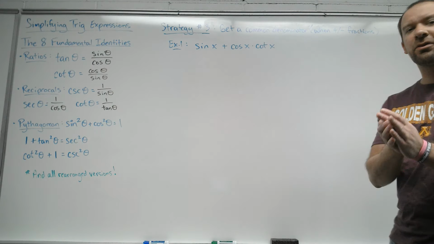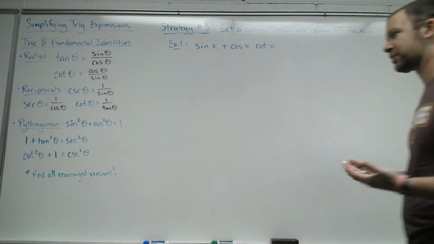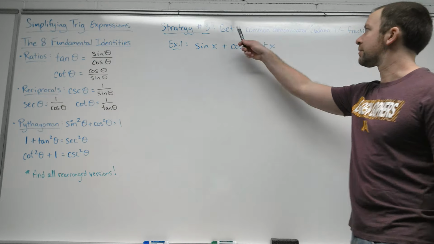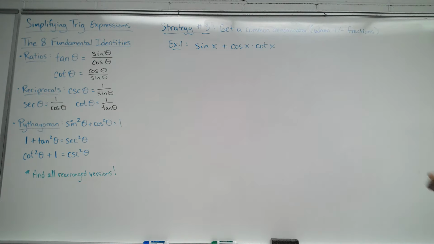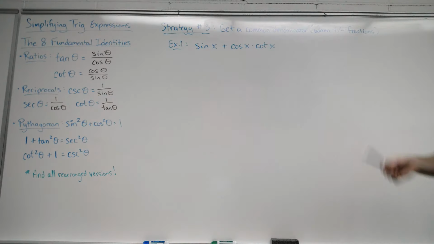All right, our third strategy is a very, very specific one. It's one of those ones where you'll know it when you see it. The third strategy is to get a common denominator. When do you do that? Well, you get a common denominator when you're adding or subtracting fractions.